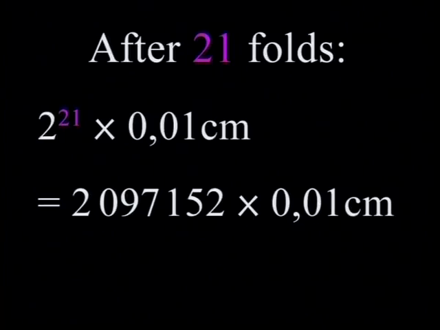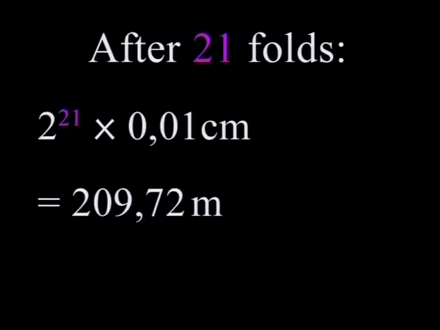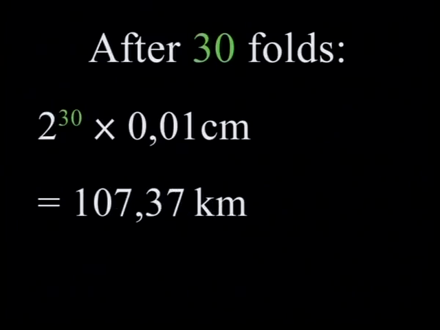How about 21 folds? Well, 2 to the power of 21 times 0.01 centimeter will give us 2,097,152 multiplied by 0.01 centimeter, which will give us more than 209 meters. Now let's see, after 30 folds, it will give us 2 to the power of 30 times 0.01 centimeter. That will be more than 107 kilometers.